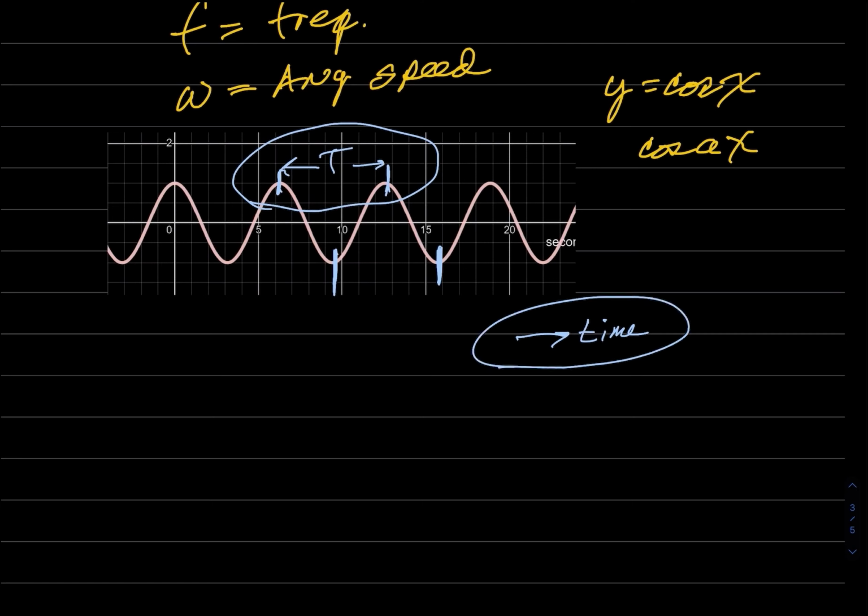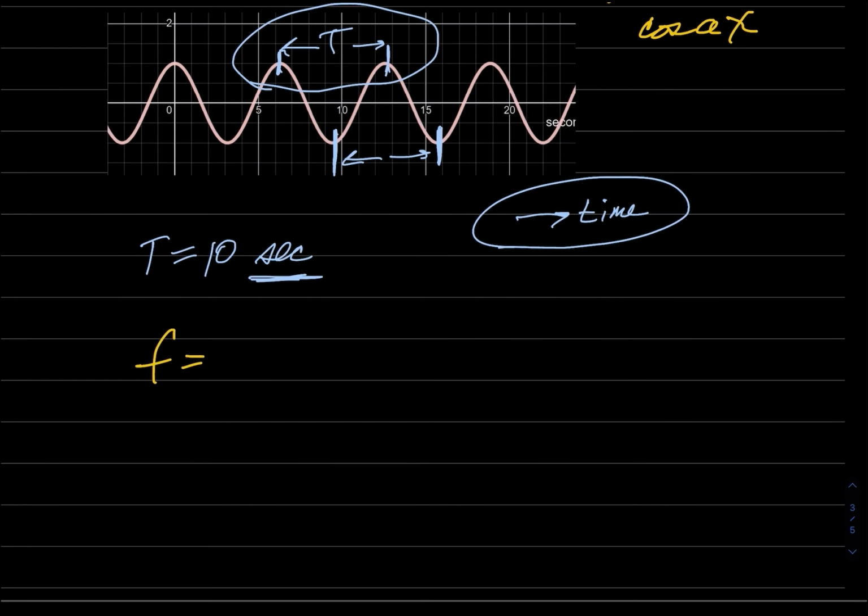So if the x-axis is in seconds, then T is in seconds. So if the distance between here to here is 10 seconds, the period is 10 seconds. It answers the question, how long? How long between full cycles? And note the units, seconds. It's a measurement of time.